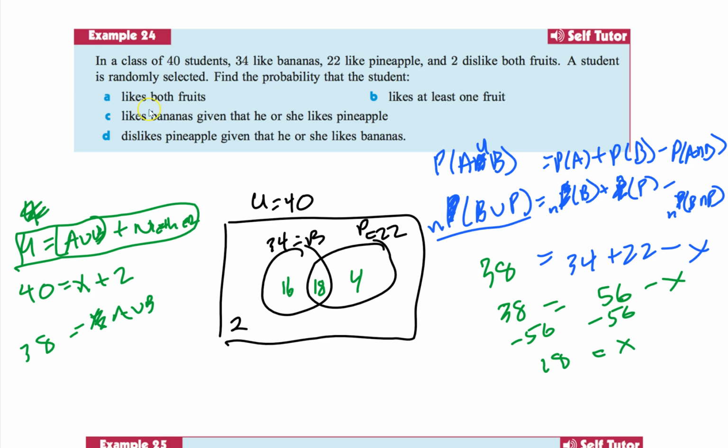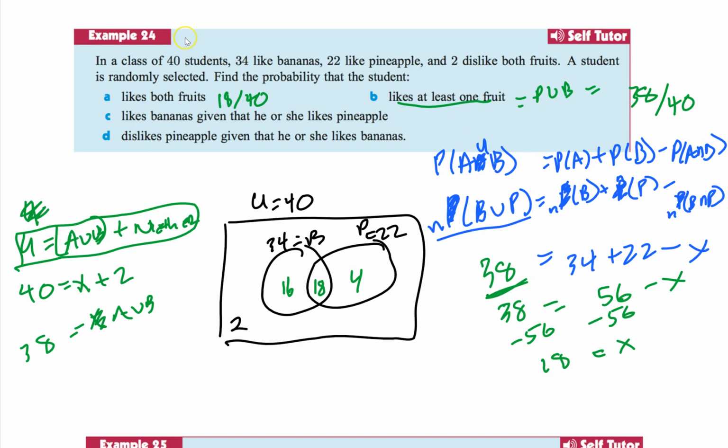Find the probability that you like both fruits. Well, 18, don't forget it's probability over 40. Like at least one fruit. Okay, so that's right, it's like vocab, at least one. That's the union, right? You like bananas, you might like pineapple, like one of those, right? Or also, it's the opposite of liking no fruits, right? Opposite of that is liking at least one. So this is a union of pineapple and banana, which we figured out right here is 38. 38 out of 40.